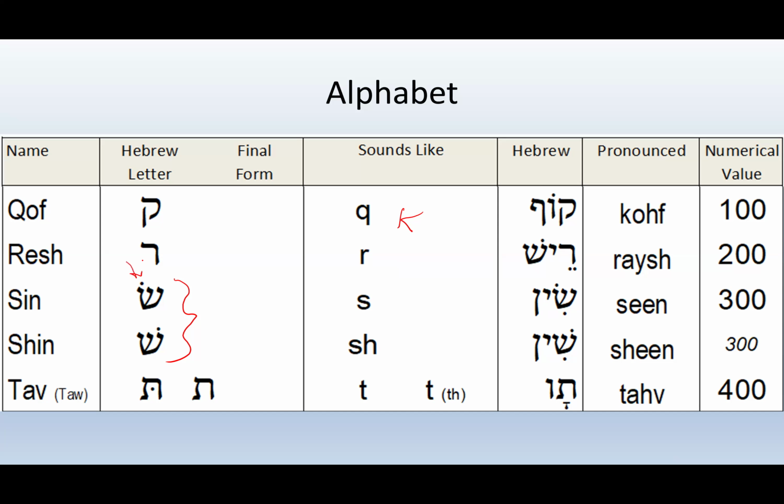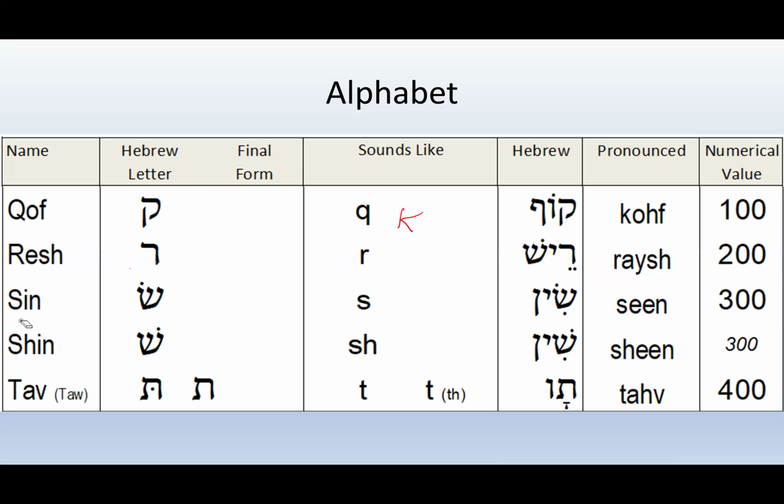So I don't know, a memory device could be, Moses told the Reubenites and the Gadites, you can be sure that your sin will find you out. So if you start off with Sin, it kind of looks like sin, and it gets shined on. It's not shine, but sheen. I don't know if that helps, it may not. Hopefully you can come up with a better one than that.